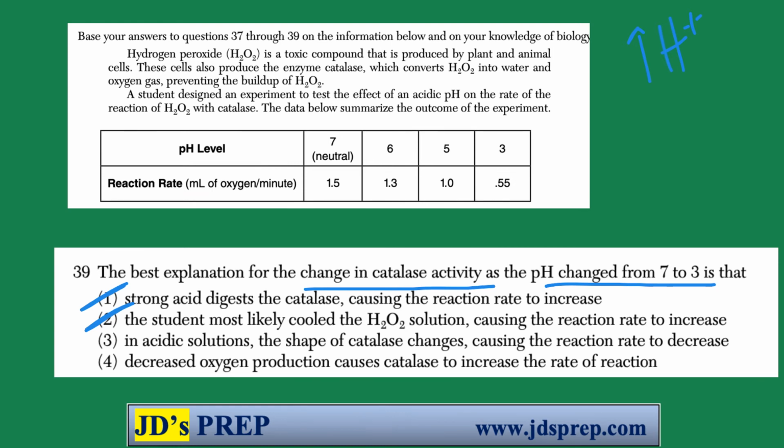And this last one we're also going to eliminate because decreased oxygen production causing catalase to increase the rate of reaction is just a loop that doesn't really make sense. So 3 refers to the fact that in acidic solutions that strong pH can change the shape of catalase. So it can actually change the shape of the enzyme. And then when that shape of the enzyme changes, its ability to perform the reaction that it does decreases as well. So number 3 makes a lot of sense.